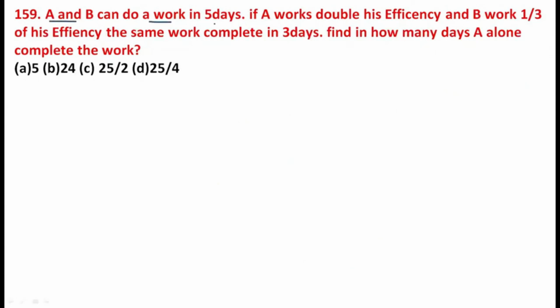Now A and B can do a work in 5 days. If A works with double his efficiency and B works with 1/3 of his efficiency, the same work is completed in 3 days. Find how many days A alone can complete the work. The efficiency of A is a, efficiency of B is b, and they work for 5 days. The same work, A works with double efficiency and B works with 1/3 efficiency, and the work is completed in 3 days.